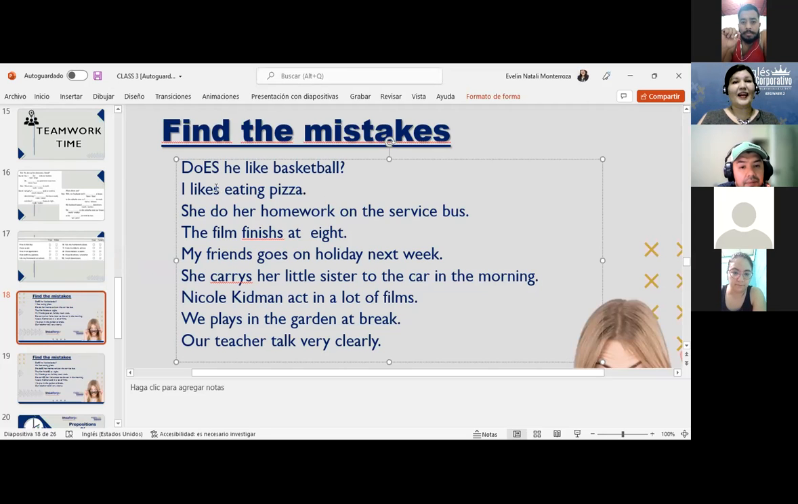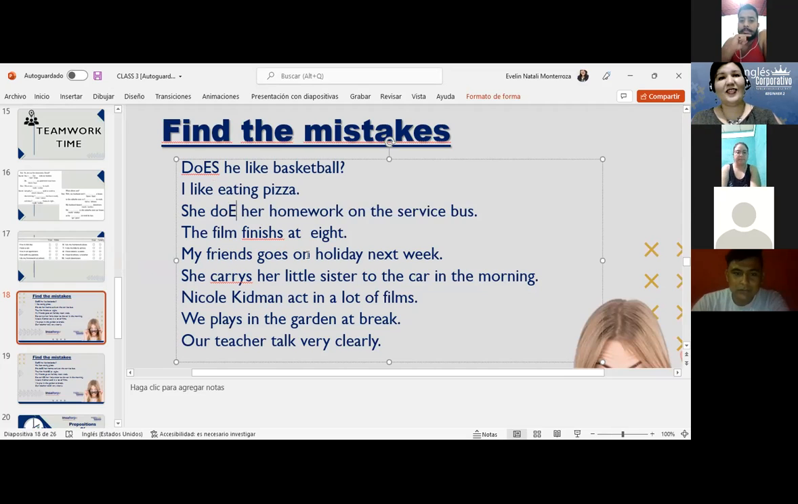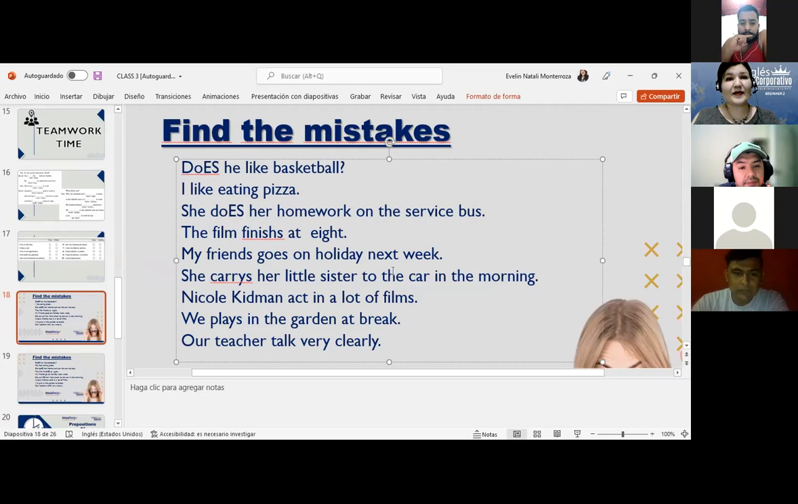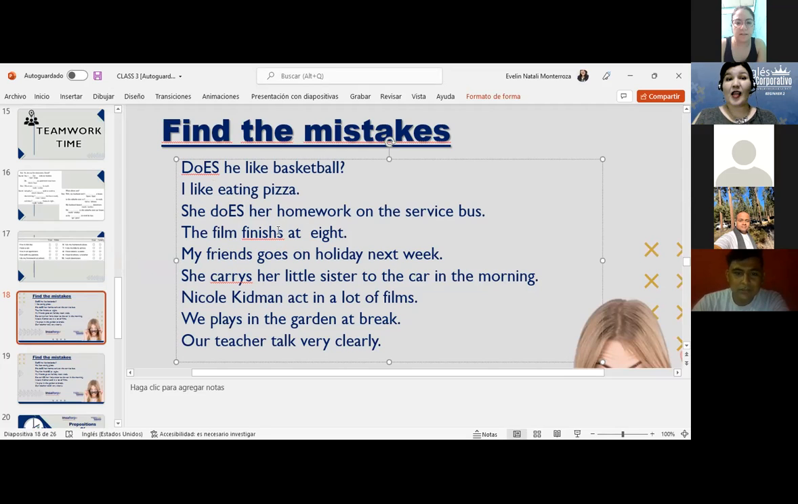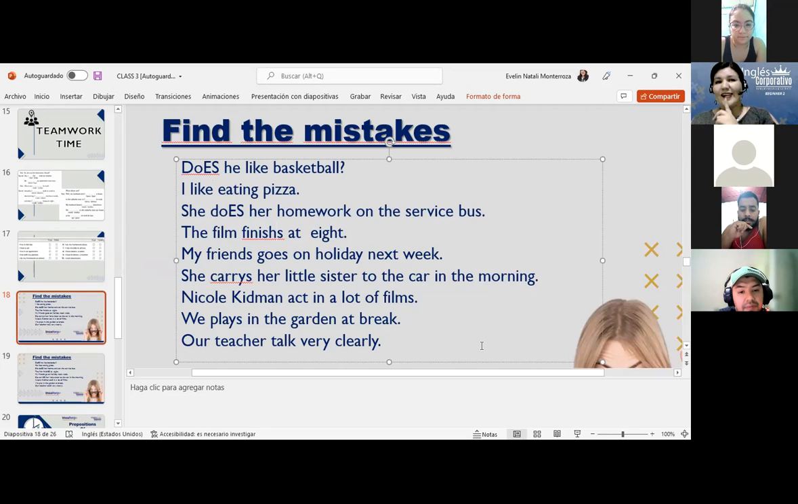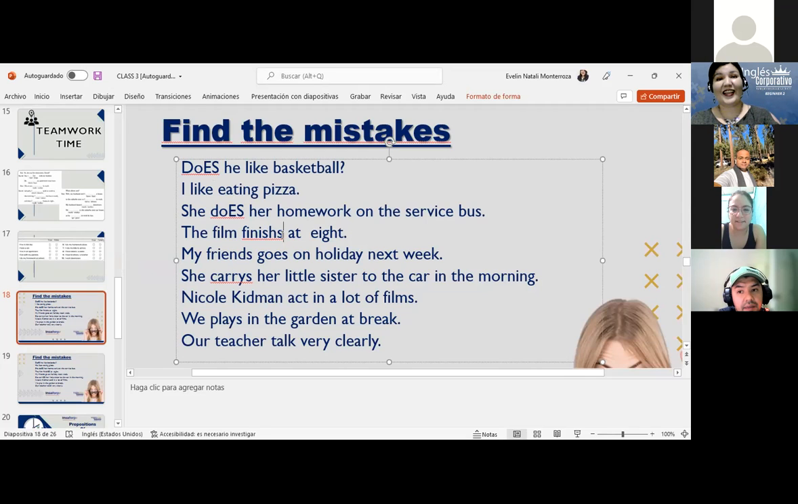I like, right? What about the next one? She does. What about the next one? The film finishes, not finish. Finishes, because it's an SH. Si termina en SH, le agregamos ES. The next one. SH and CH.